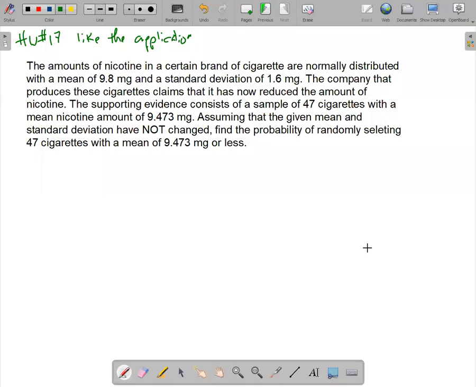All right. So what we want to do is analyze a claim that a company has tried to lower the amount of nicotine in their cigarettes. A certain brand of cigarette has an average amount of nicotine in each cigarette of about 9.8 milligrams, and a standard deviation of 1.6 milligrams. So this is their estimate for the population mean and standard deviation.